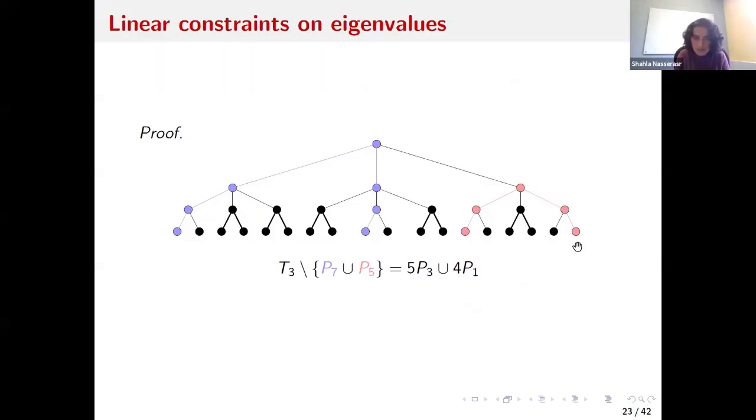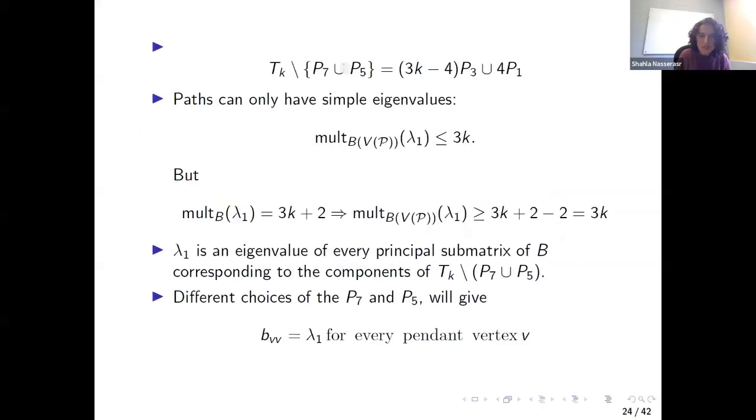I can change the blue and red in a different way to obtain different waves. Therefore, the statement that we make here is true for all of the pendant vertices. So that means every pendant vertex must have λ1 on its diagonal entry. So having that multiplicity forces some of the diagonal entries to be the eigenvalue with the largest multiplicity.